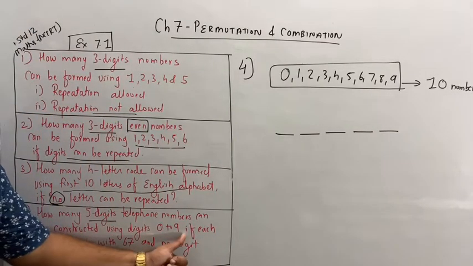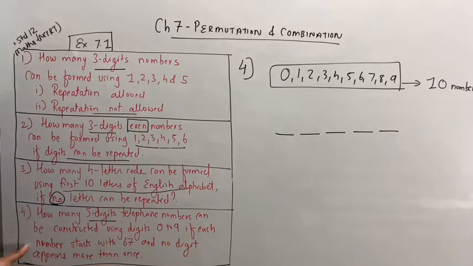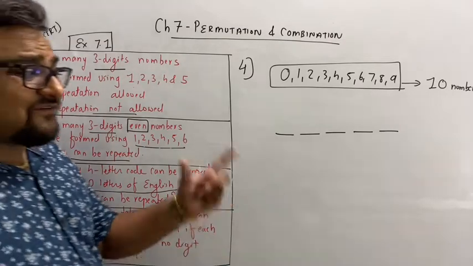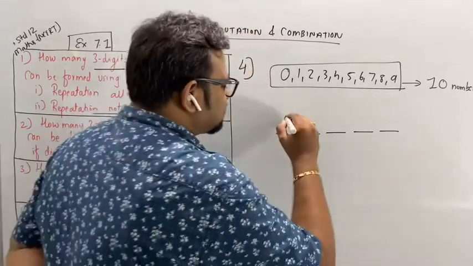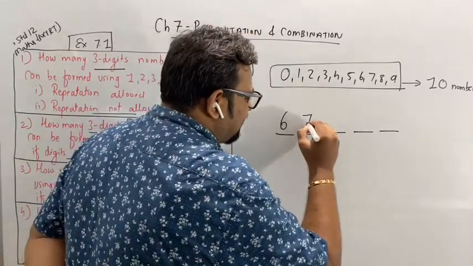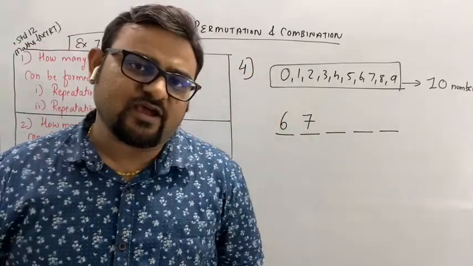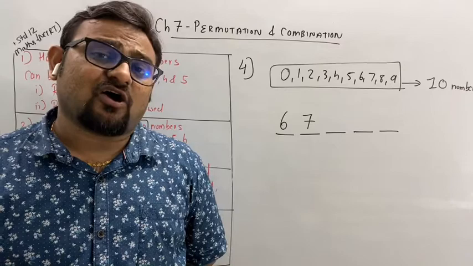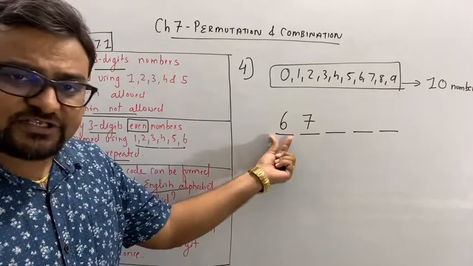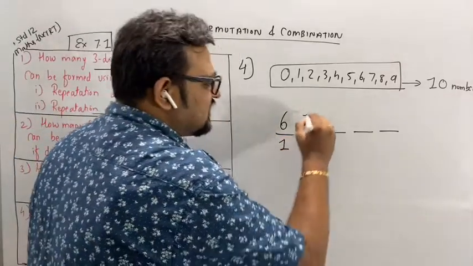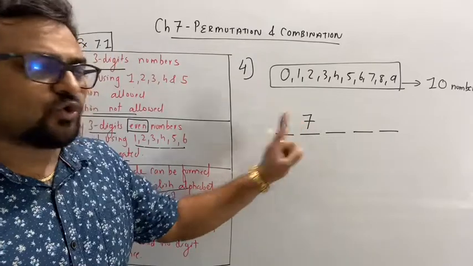Now see, if each number starts with 67 and no digit appears more than once, it means every number must start with 67. So these two places are already fixed. Clear? So now, how many options? Only one. I can put only 6 here. How many options? Only one.